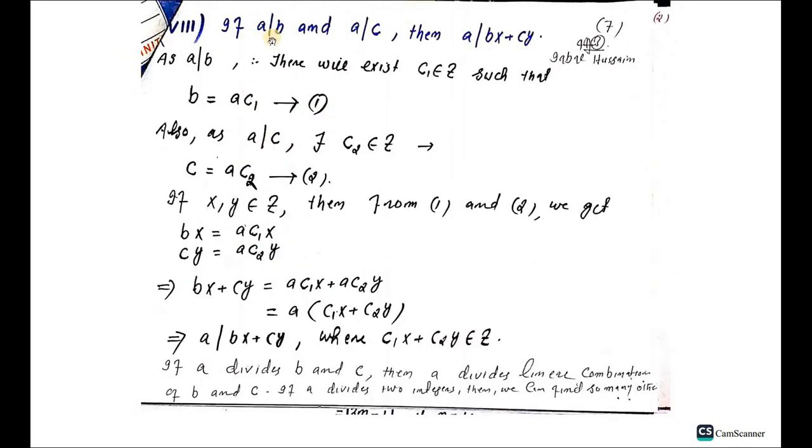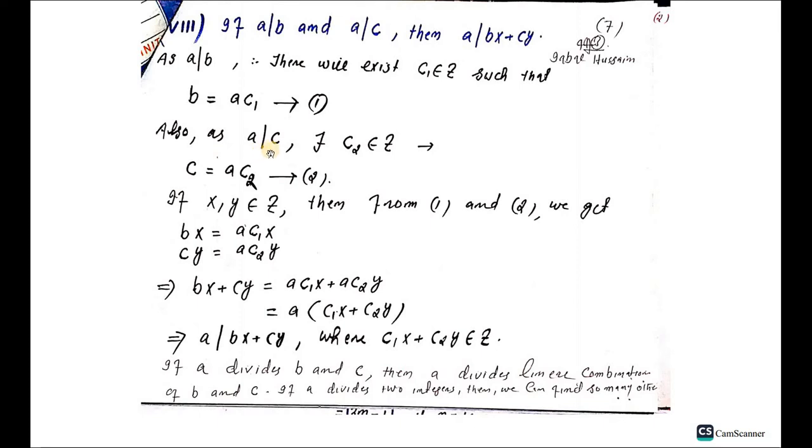If a divides b and a divides c, then a divides the linear combination of b and c. This is the linear combination. Since a divides b, there will exist integer c1 such that b is equal to a c1, also as a divides c.